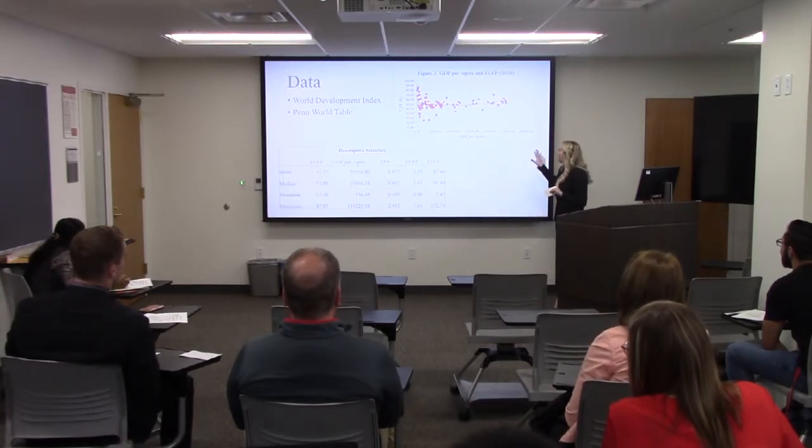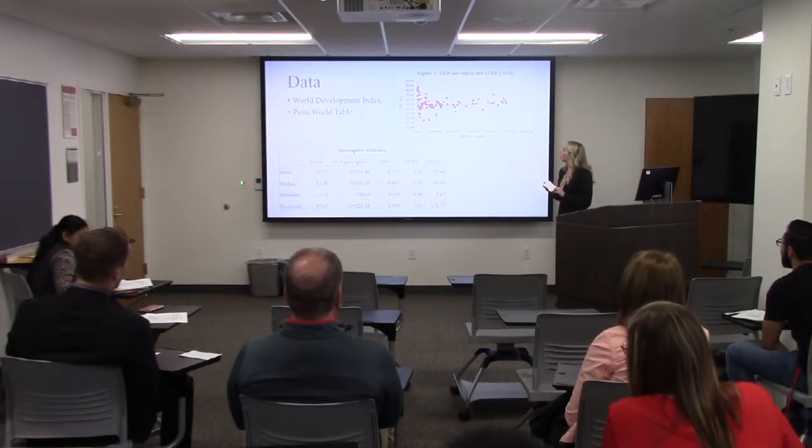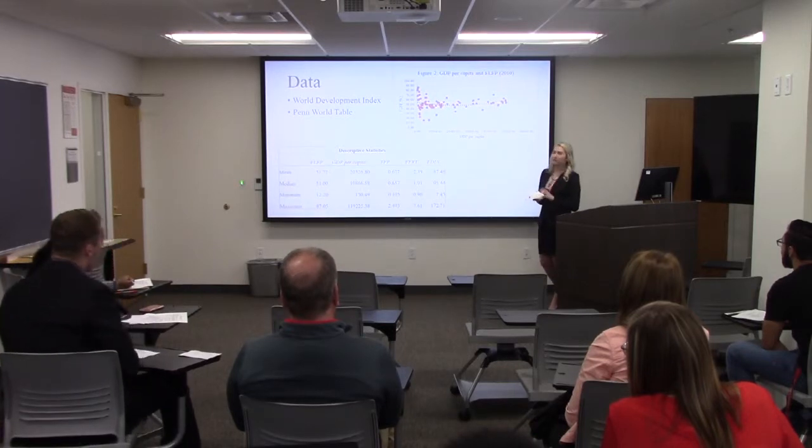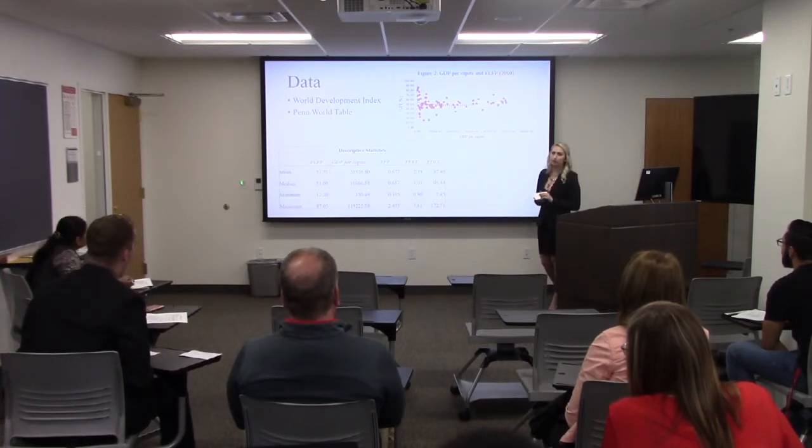And then I made a scatter plot of GDP per capita and female labor force participation rate just for 2010. And you can see there is just a slight little bit of that U shape in there, but not a lot.